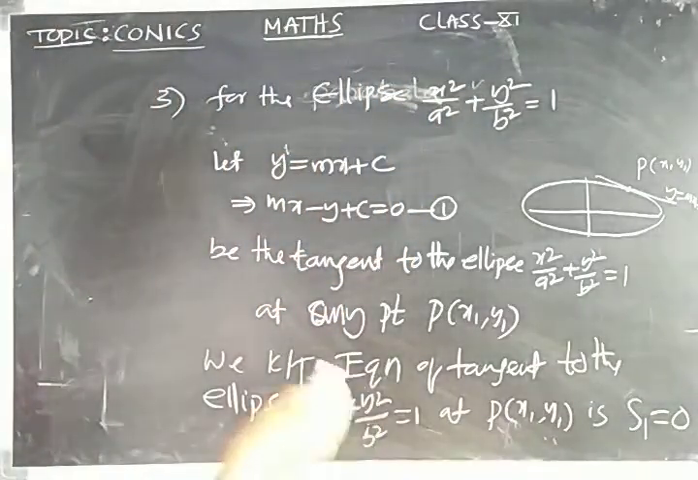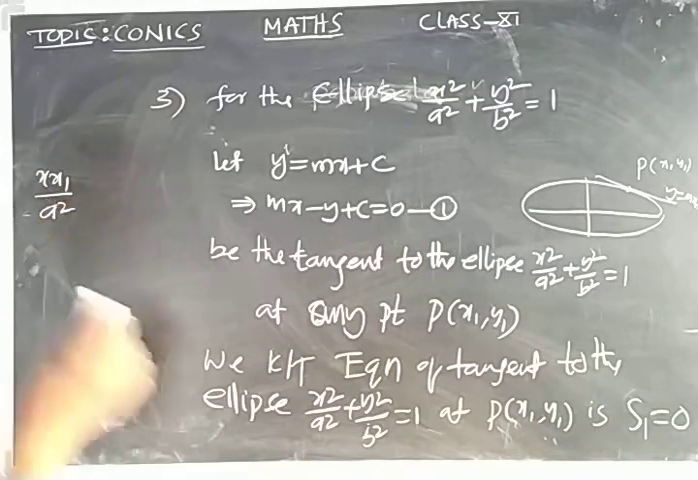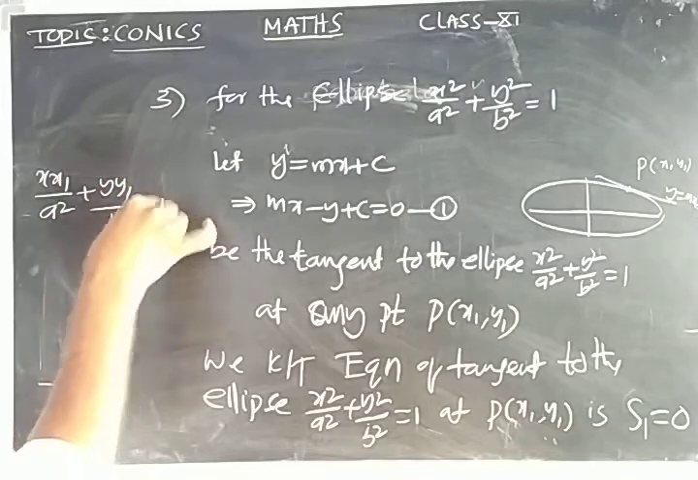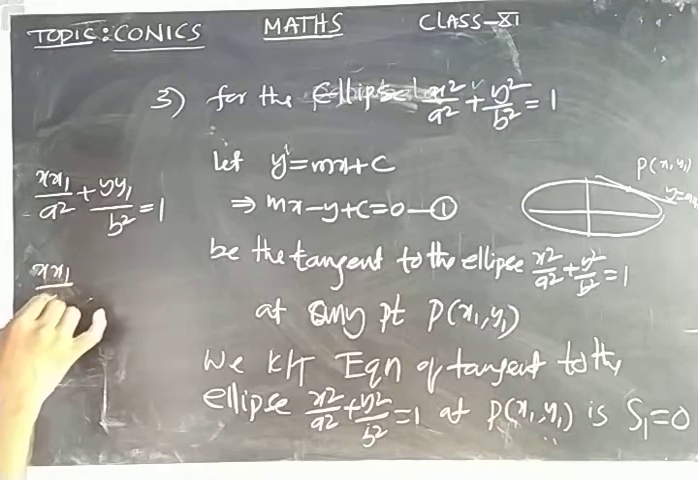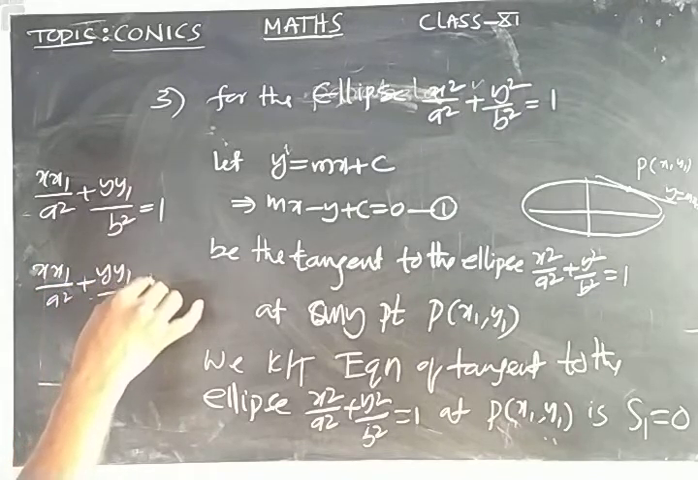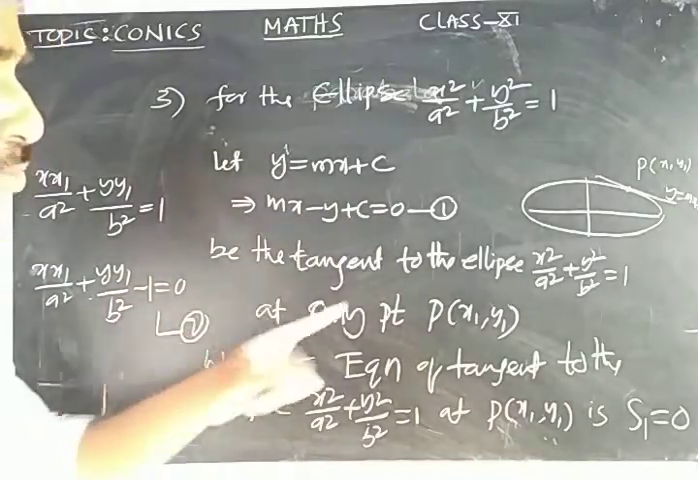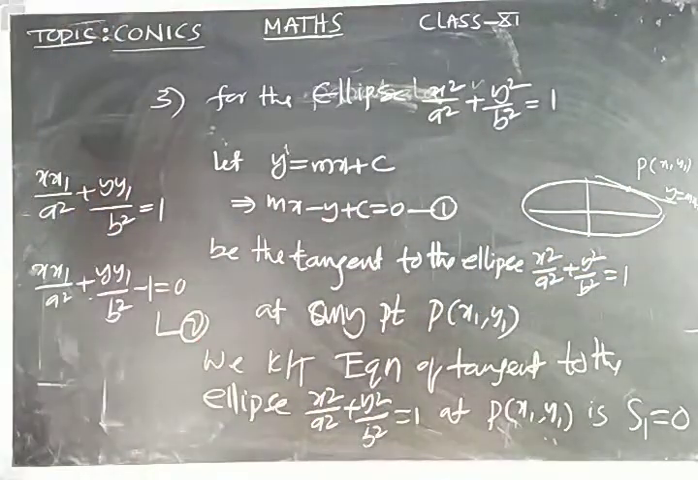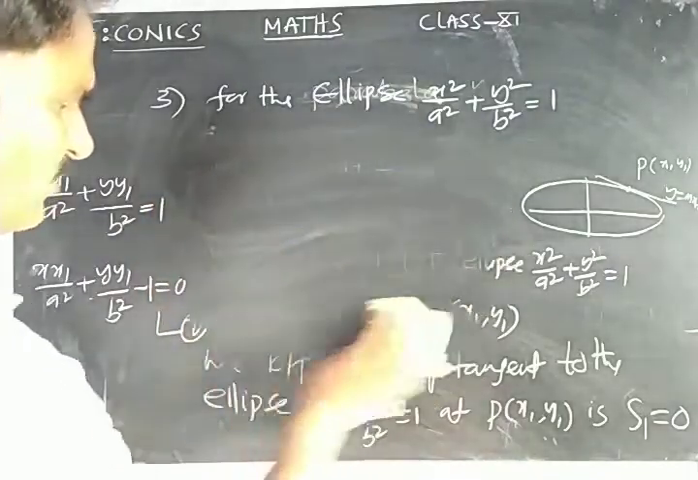What is S1 equal to 0? How to derive? In place of x square, write xx1 by a square. In place of y square, write yy1 by b square is equal to 1. Right? In proper way, we can write xx1 by a square plus yy1 by b square minus 1 is equal to 0. This is 2. 1 and 2 both are tangents at one point. That means both represent the same tangent equation.